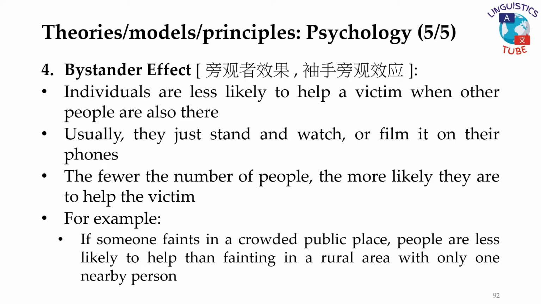For example, if someone faints in a crowded public place, the people surrounding him or her are less likely to help, compared to someone fainting in a rural area when only one other person is nearby. In that situation, the one person is much more likely to help.